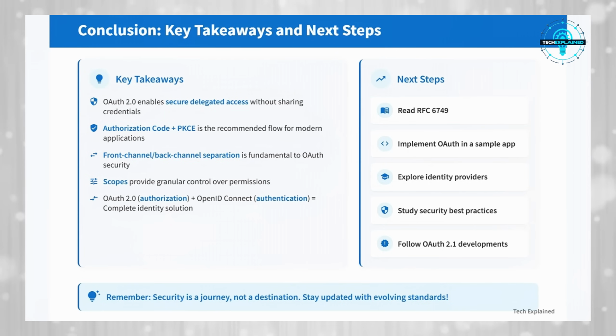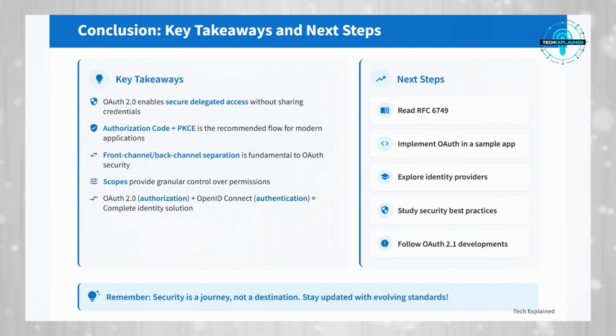Second, the security of OAuth 2.0 relies on several key principles: the separation of front-channel and back-channel communications, the use of short-lived access tokens with optional refresh tokens, and the implementation of the principle of least privilege through scopes. Third, choosing the right grant type for your application type is critical. The authorization code grant with PKCE is the recommended approach for most modern applications, while the client credentials grant is appropriate for machine-to-machine scenarios.